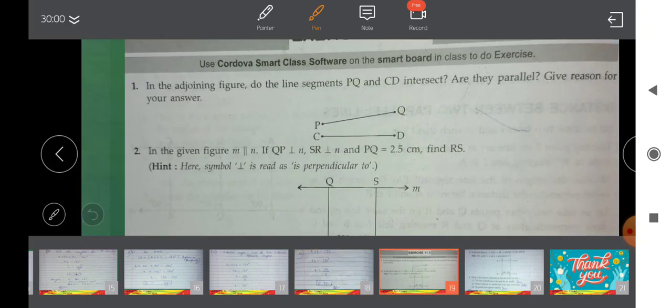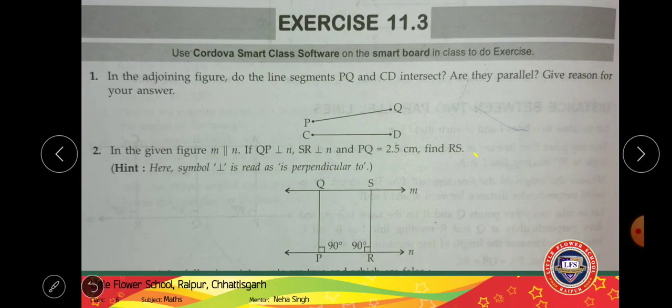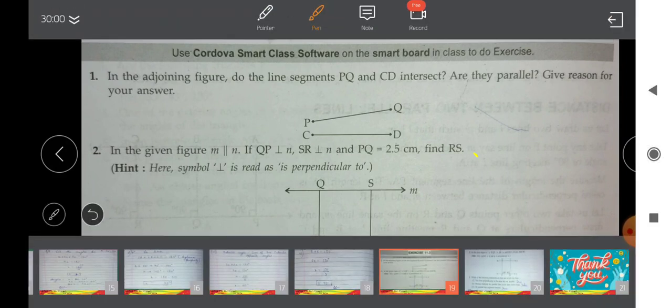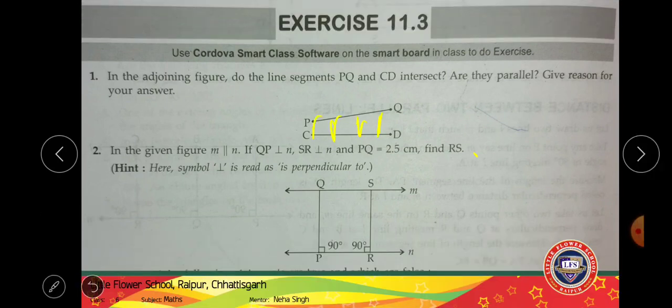Moving on to 11.3. In the adjoining figure, do the line segments PQ and CD intersect? See, here they are not intersecting, but are they parallel? No, they are not parallel, because for parallel lines what should be the condition? The distance between two parallel lines should always be equal, but here we can see the distance is going on decreasing. So are they parallel? No, PQ is not parallel to CD.